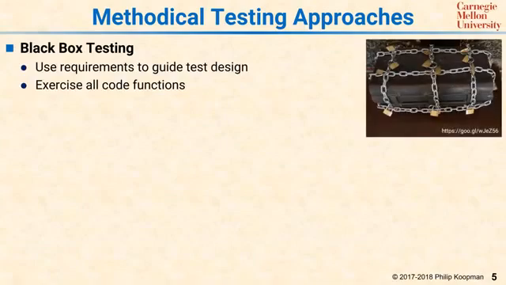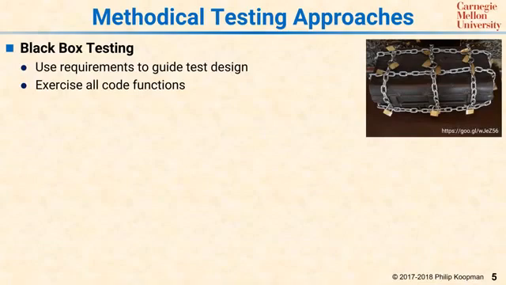In contrast to the unstructured testing approaches are the methodical testing approaches, which we'll call black box and white box testing. Black box testing involves using the requirements to guide test design and exercising all the code functions as based on the requirements and functionality of the system. It's called black box because you're not supposed to look at what's inside the software. You're supposed to just know what the functionality is, and what's inside the software is a mystery, in other words, a black box.